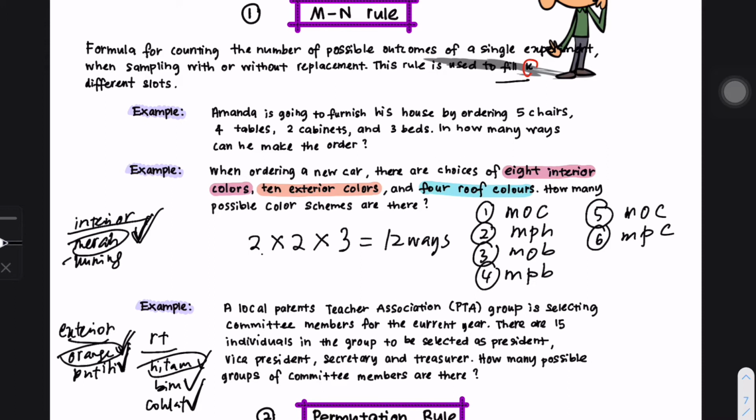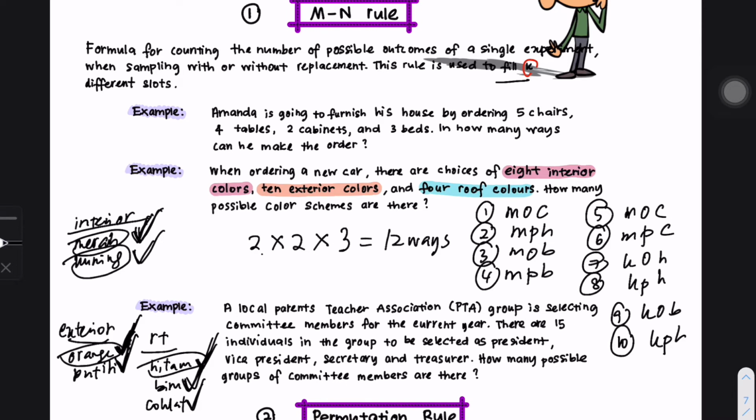Okay, and then mungkin juga kita boleh ada kuning combine with orange combine with hitam. Kita ada kuning combine with putih combine with hitam. Ataupun kuning combine with orange combine with biru. Kuning combine with putih combine with biru. Kuning combine with orange combine chocolate. Kuning combine with putih combine with chocolate. So, awak tengok awak ada 12 pilihan yang berbeza, combination.